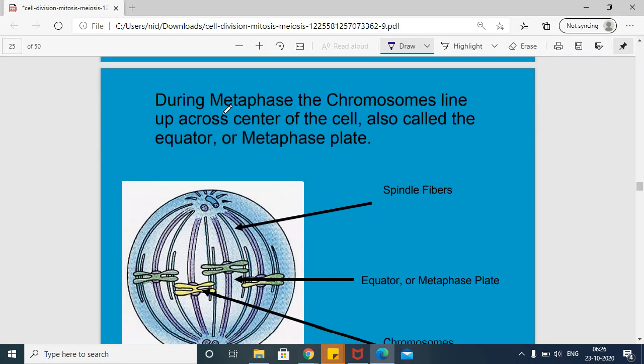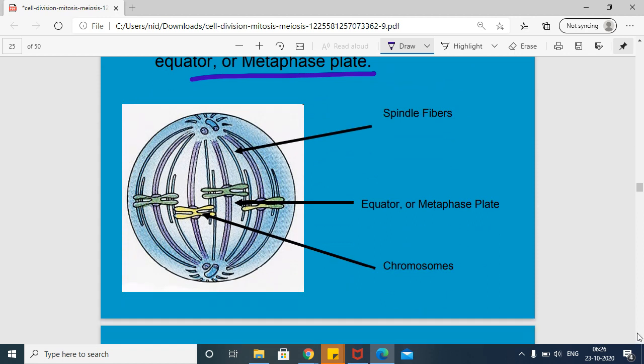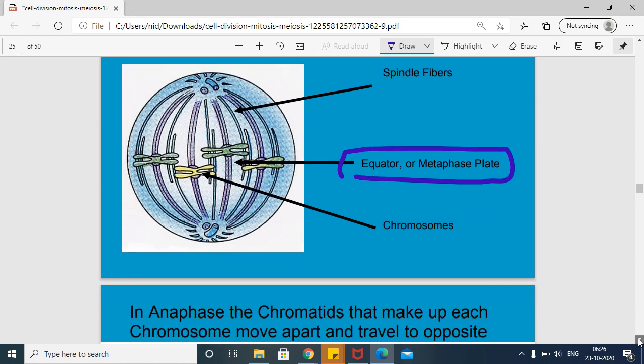Next, what happens during metaphase? The chromosomes line up across the center of the cell, and that's called the metaphase plate that they start to build up, right? Clear? If you know the equator, you call it the metaphase plate, right?